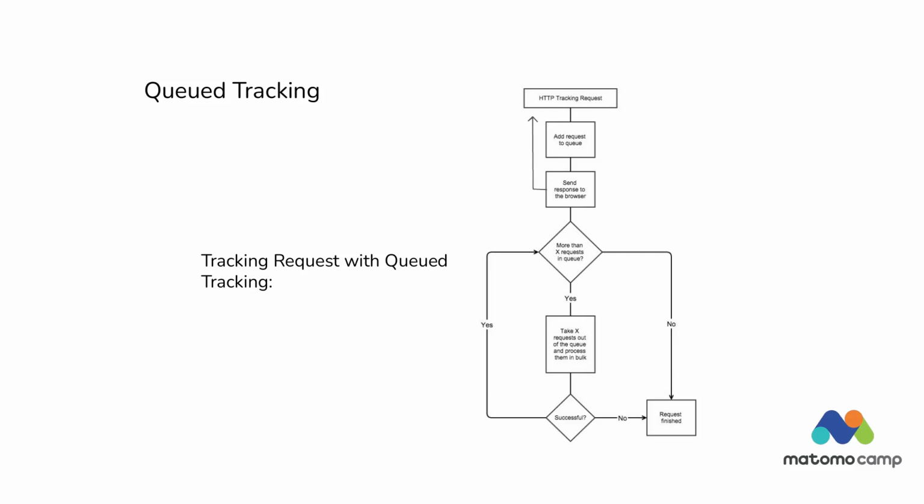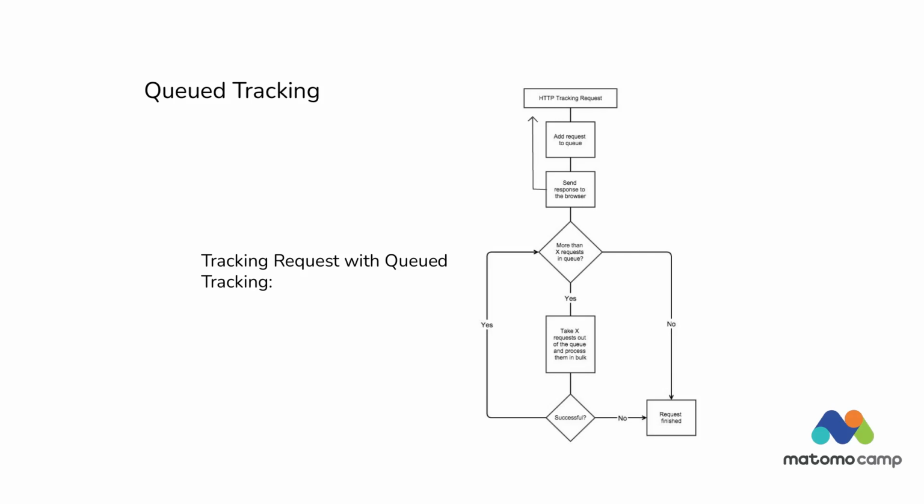Now, number one, you can either set up your Matomo instance to automatically process all of the requests that are in the queue when the queue reaches a certain threshold, but it can also be set up to be run on a schedule. So for example, you can process all of the requests in the queue once every minute or once every 2 or 3 minutes.